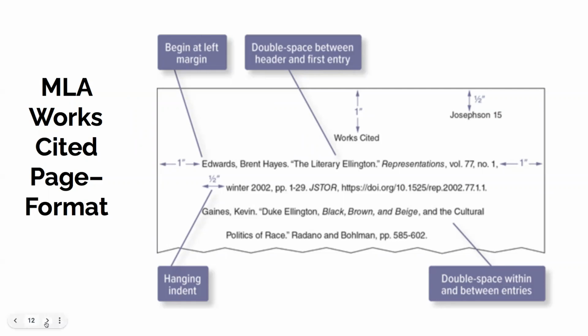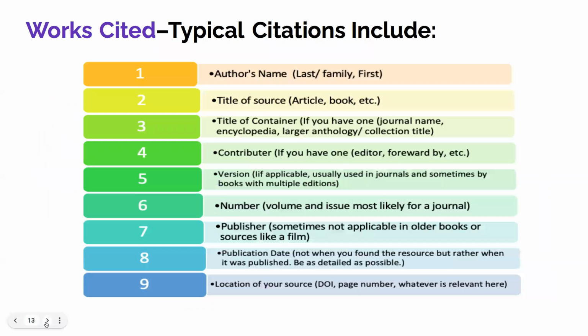So what goes into a works cited entry? Well, there are a couple things. Most works cited entries will have 1 and 2, as well as 7 through 9. They won't all have 3 through 6. But these are all important things to keep in mind. So as you go and cite, you can use this as a checklist to see which of these things you have.